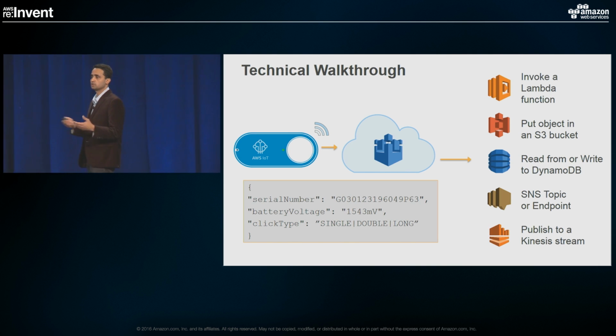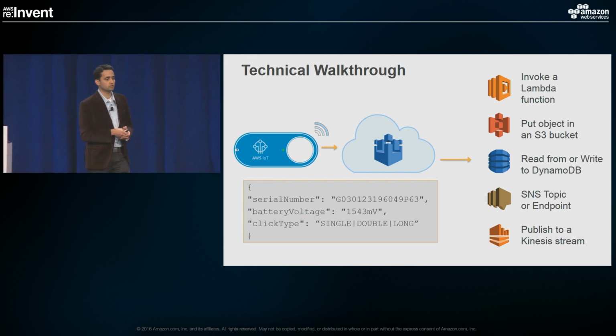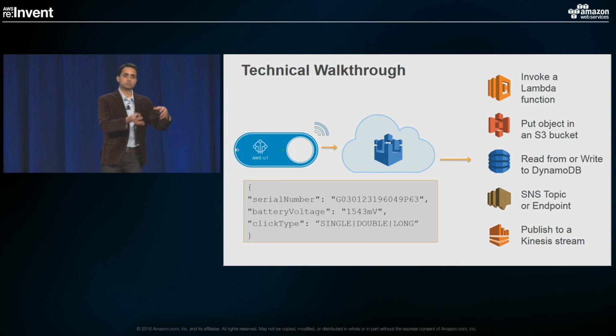Other things you can do, I'll talk a little bit about the payload. It's very simple. It just tells you, here's the serial number of the button. Here's the click type: single, double, or long. And you can trigger a Lambda function, as I mentioned, also store a log, or send the stream of all those events to Kinesis so you can process it afterwards. So lots of different applications with a very simple device, right?